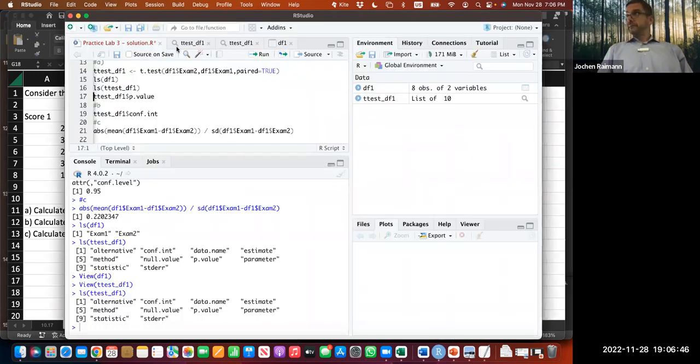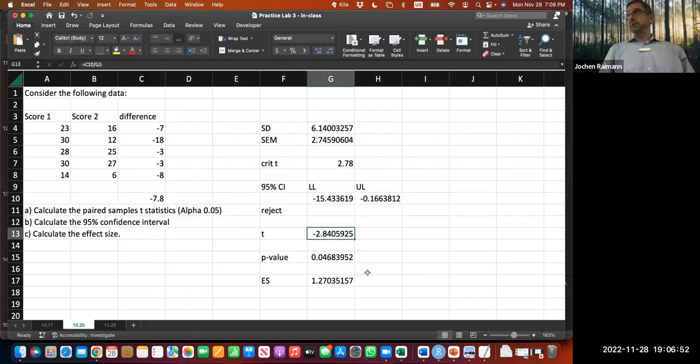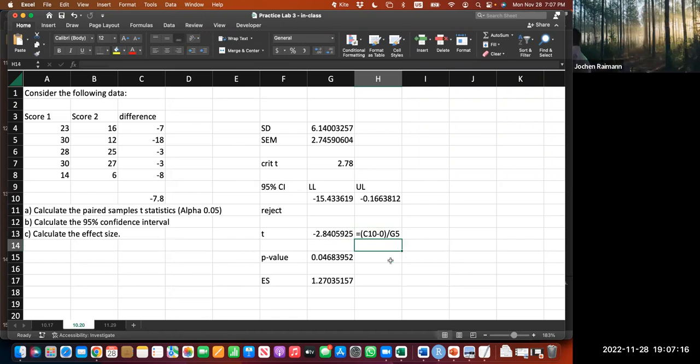Yeah, we did. Minus 2.84. We calculated this by taking C10, which would be the difference. So it's the mean difference score minus the null hypothesis of 0 divided by our standard error of the mean. That gets us to minus 2.84, which is our t exceeding the critical t to the lower end.